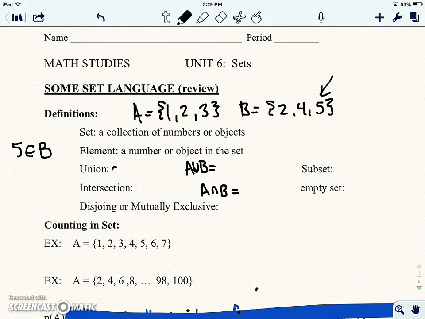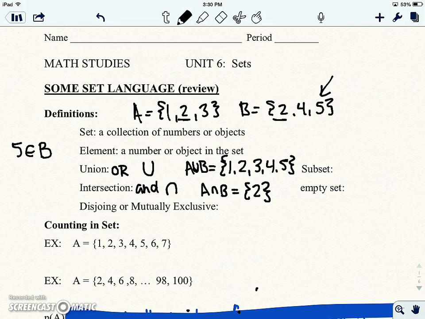Union means or. We use the little U symbol. So in this case, A union B would be the numbers that are in A or B, so that'd be all of them: 1, 2, 3, 4, and 5. And intersection means and, and we use this little upside down U. The only one that's in A and B would be 2.